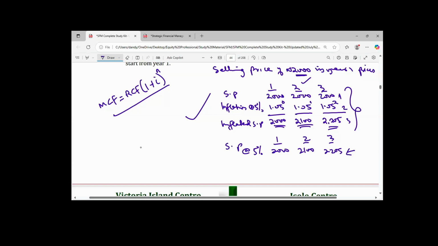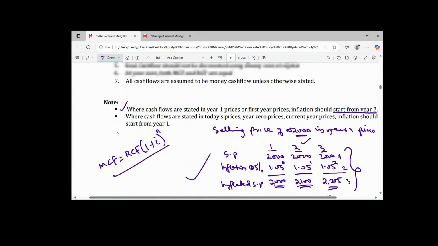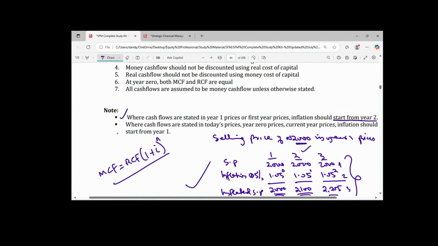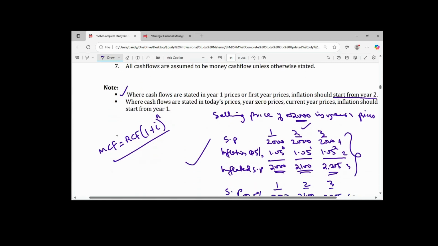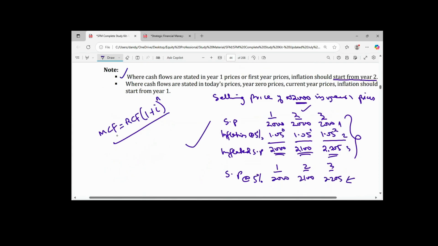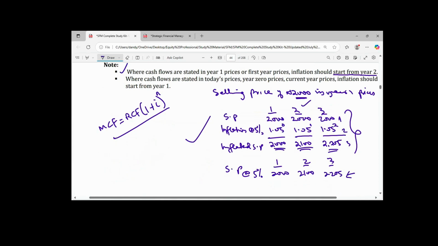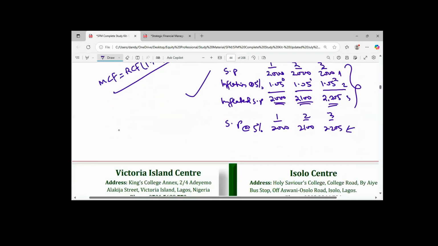So that is basically what I mean by cash flow. When you are given a cash flow that is stated in year 1 prices, inflation should start from year 2. So that's basically what I'm trying to say. The second part, where cash flows are stated in today's prices, year 0 prices, or current value terms, inflation should start from year 1. So again, this is what I'm saying.